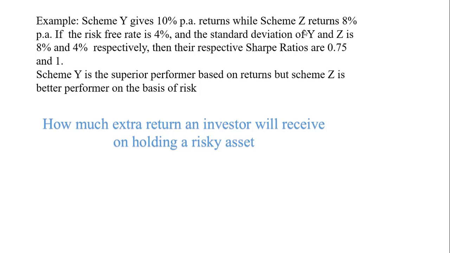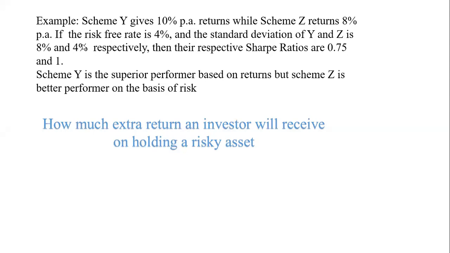For Z, 8 minus 4, 4, the numerator is 4. 4 divided by 4, you will get 1. The Sharpe ratio for scheme Z is 1. Scheme Y is having superior performance based on returns, but scheme Z is the better performer on the basis of risk.